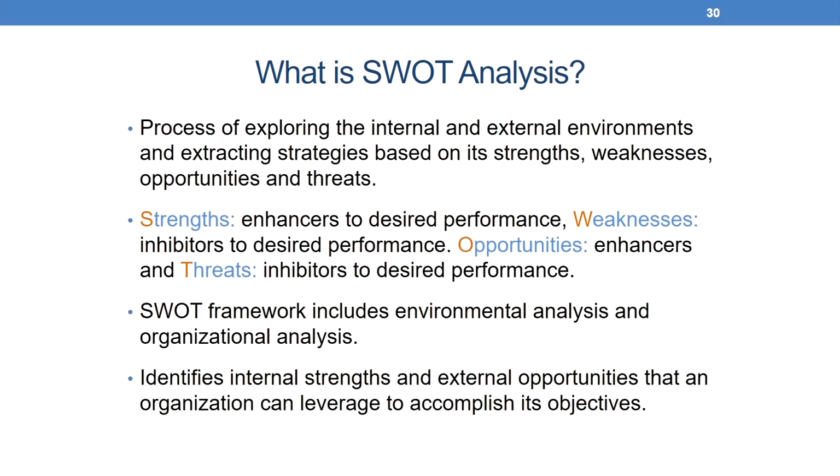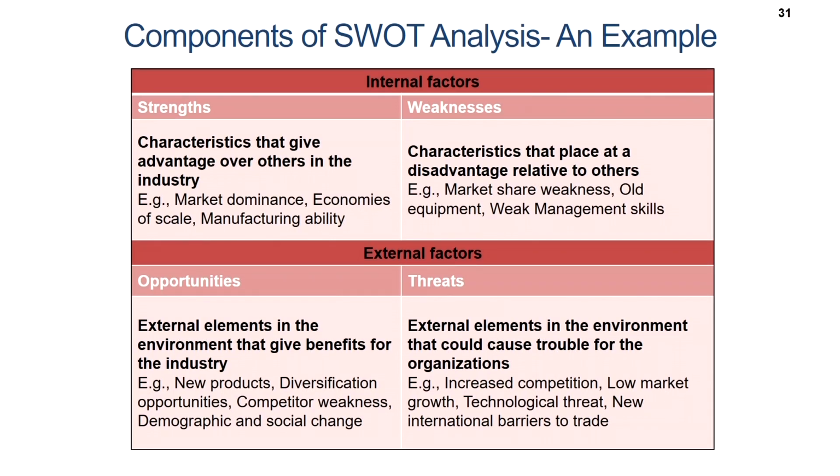The SWOT framework includes environmental analysis and organizational analysis, and they identify internal strengths and external opportunities that an organization can leverage to accomplish its objectives. This is how it looks. It is also in the form of a 2 by 2 matrix, with internal factors and external factors. This is just an example. In the strengths cell, you have characteristics that give advantage over others in the industry, for example market dominance, economies of scale, manufacturing ability. This is in the context of the operation of the technology markets.